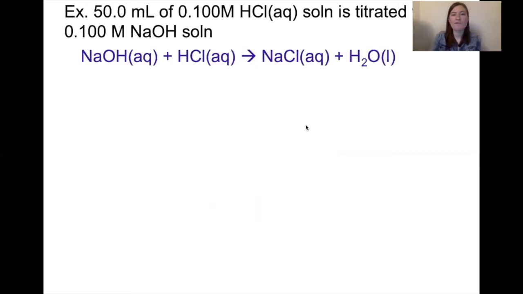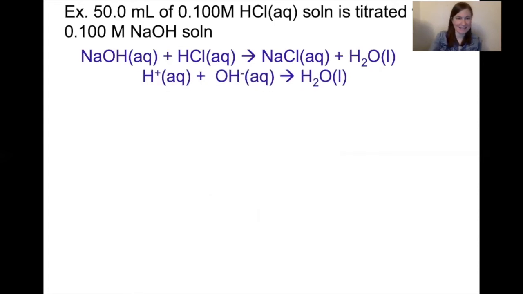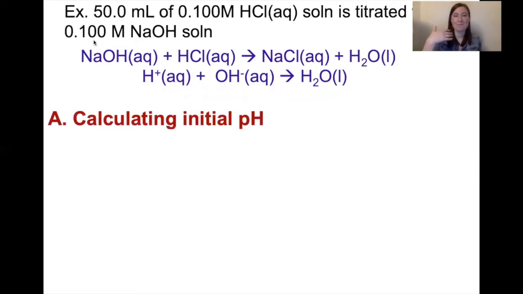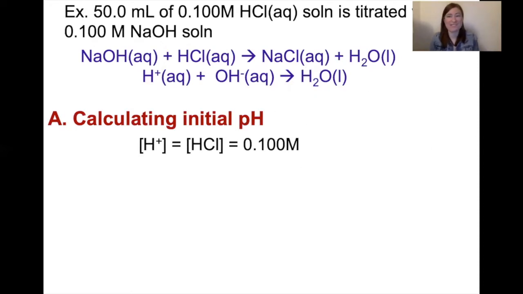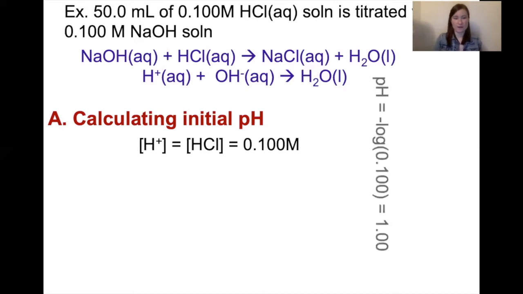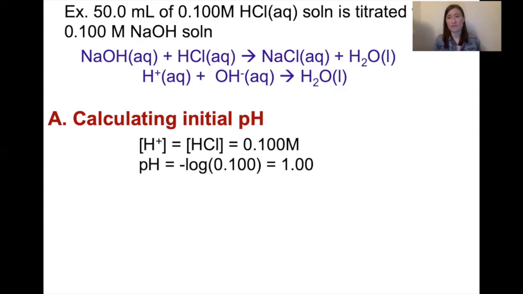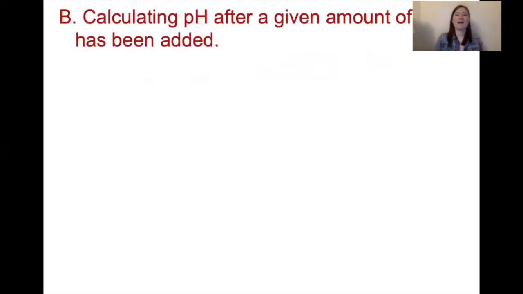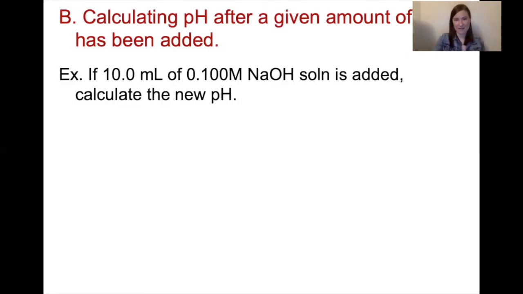Cool. Before any base has been added, it's always helpful to write out your equation for what's going on. Before any base has been added, if we're just calculating the initial pH, the concentration of H plus is just going to be equal to the concentration of HCl, right? And so this is a fairly straightforward calculation. To get the pH, you just take the negative log of that. That's 1.